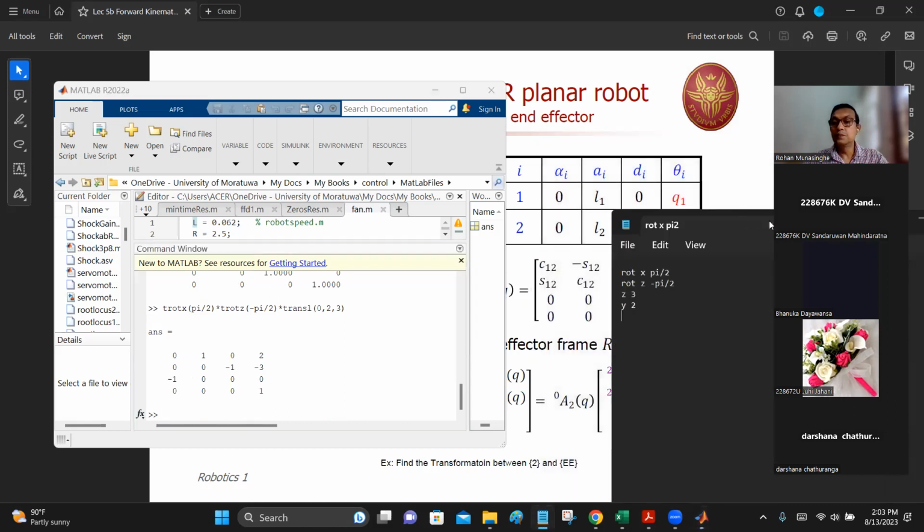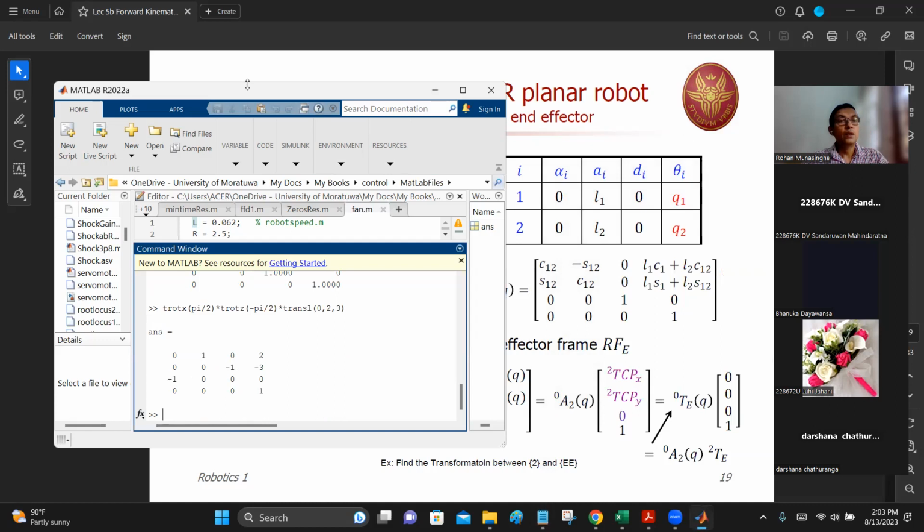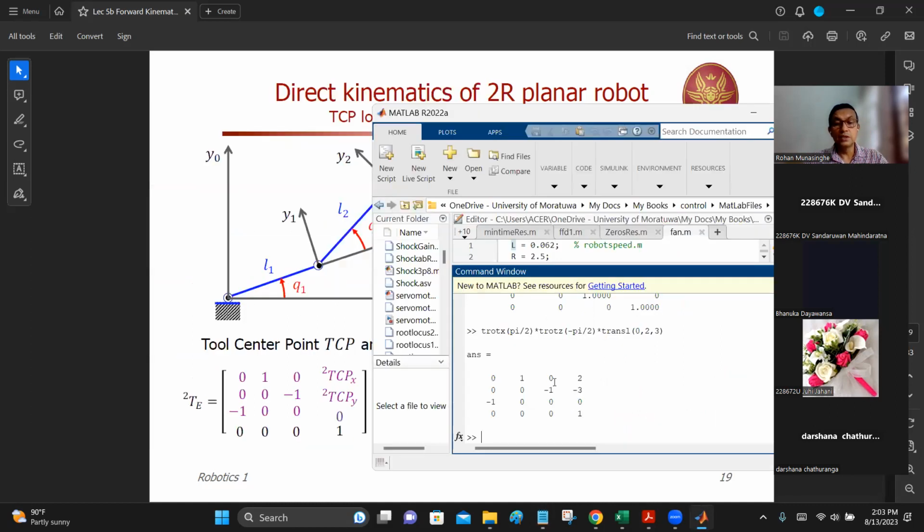Now, if you look at this answer with the given answer 2TE, you can see the similarity: 0, 0, minus 1, 0, and then 1, 0, 0, 0, 0, minus 1, 0, 0, and 2, minus 3, 0, 1. Perfect.